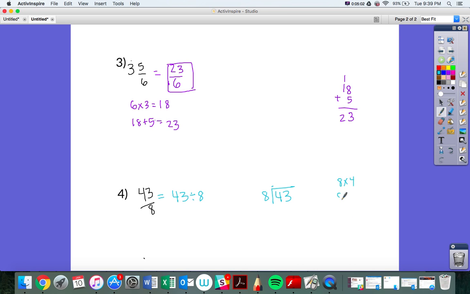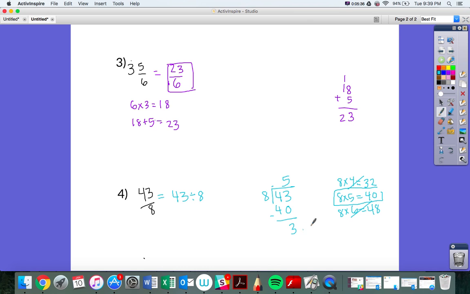Let's try 4, 5, and 6. We know 8 times 4 is 32. 8 times 5 is 40. And 8 times 6 is 48. So it looks like this one's going to be too high. This one is going to be too low. So this is going to be the one I need to use. I know 5 whole times I can put 8 into 43. So 5 times 8 is 40. And I'll subtract and get 3 as my remainder.